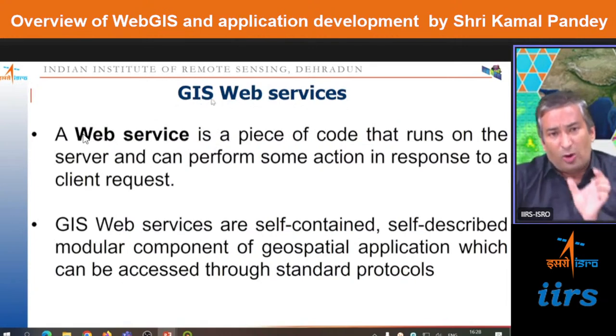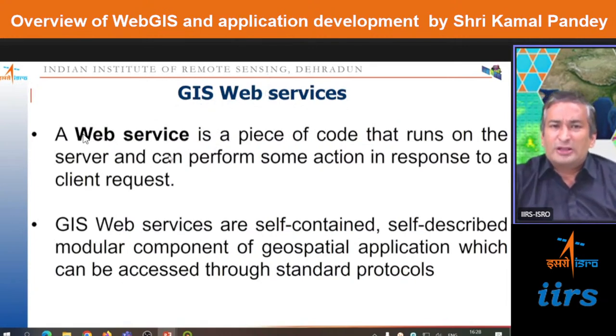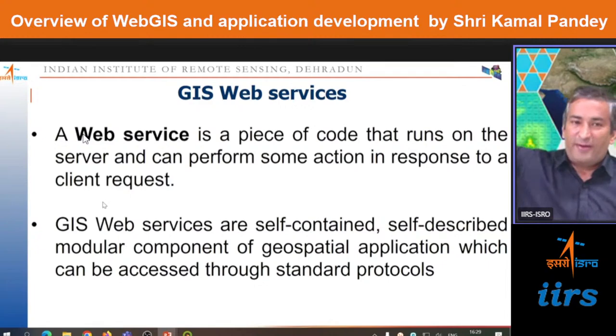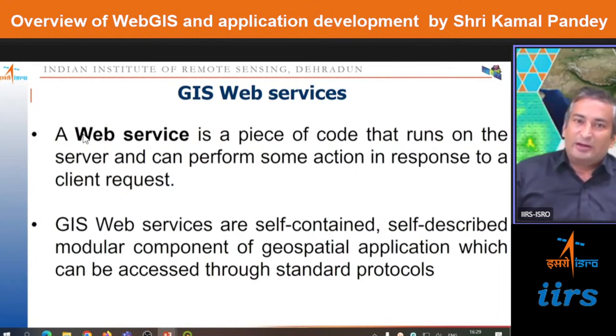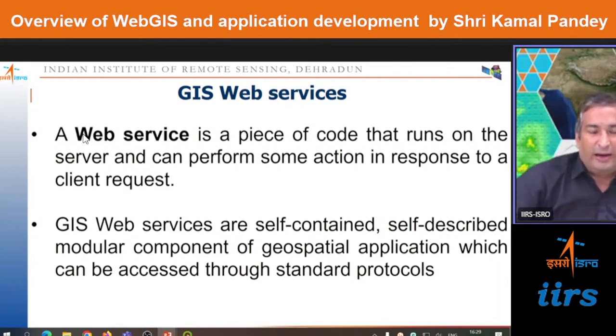So if we talk about the specific definition of a web service, you can say it is a piece of code that runs on the server and can perform some actions in response to a client request. So there is one web service in your server hardware. What it will do, it will perform some code in the server itself, and it will give it as a response to the client whenever a client makes any request. GIS services are self-contained, self-described modular components of geospatial applications, which can be accessed through standard protocols.